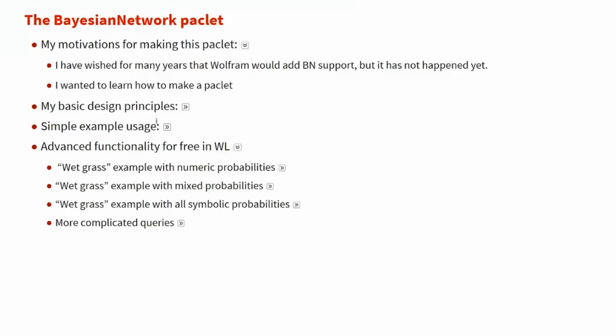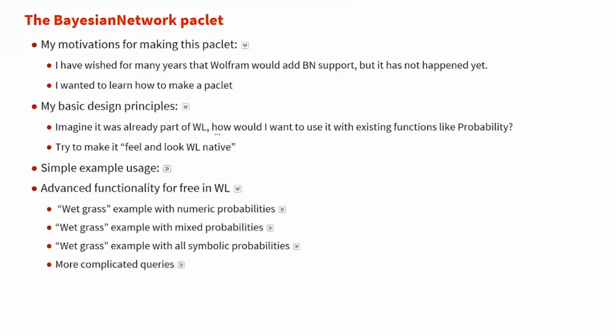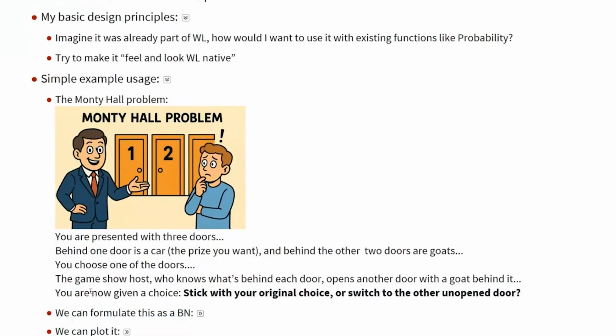And then I had some design principles in my head when I did it. One was to imagine this already was part of the Wolfram Language. How would I like it to be? How would I like to use it, for example, with existing functions like Probability? And I also wanted to try to make it look and feel native. So let me show you some examples.